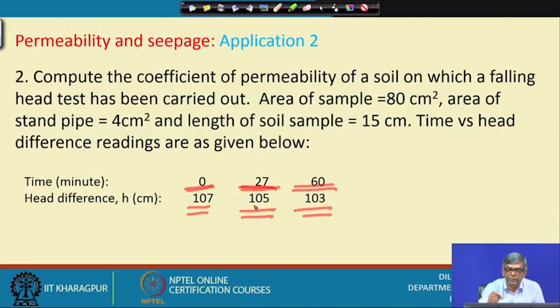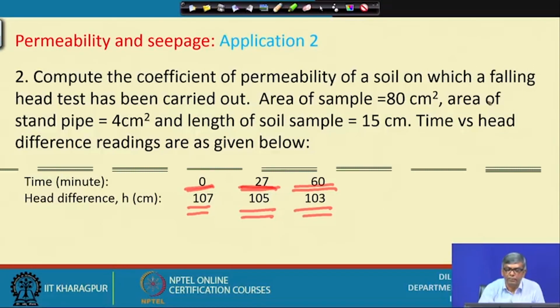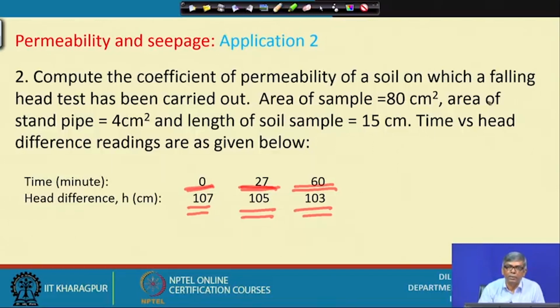So, based on these readings and the given information, that means sample dimensions, area and length, and the water is applied through a standpipe, whose cross sectional area is also given, we need to find out the permeability. This is a falling head permeability test, that means the head is initially kept at some level, and then after some time, because of the flow taking place, the head comes down. So, taking this observation, the time taken to drop the head from H1 to H2 is to be considered in the calculation.